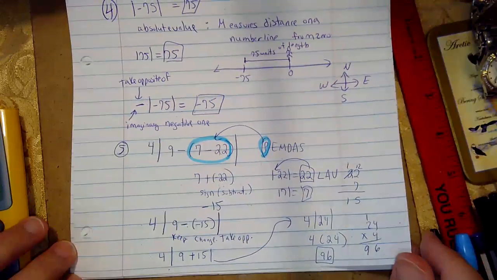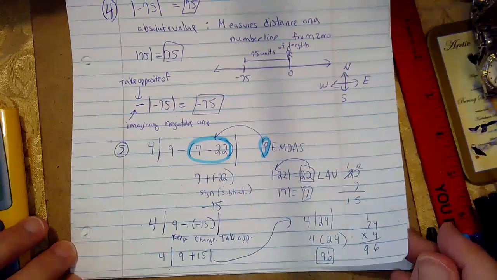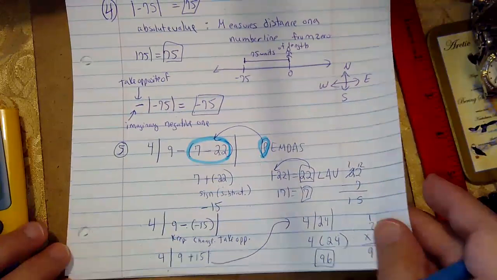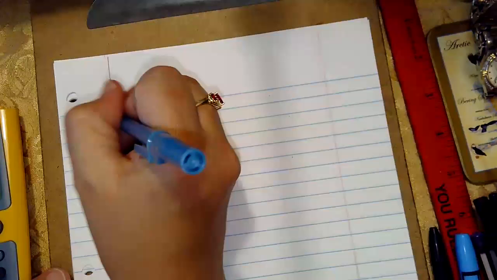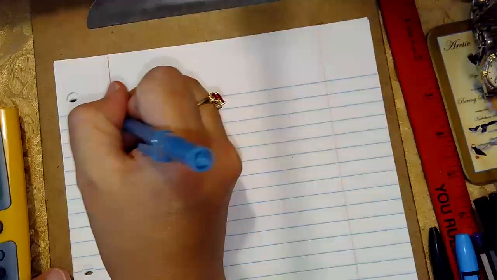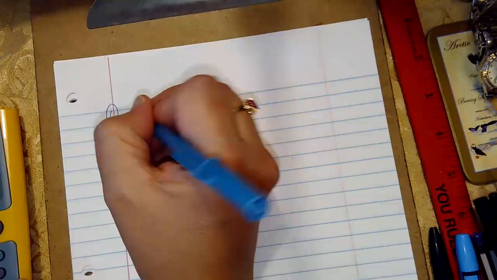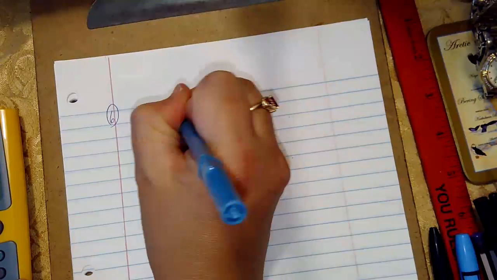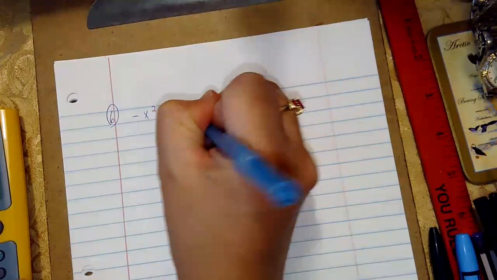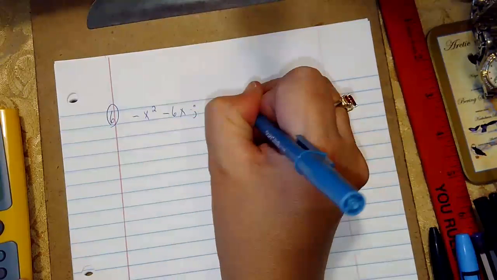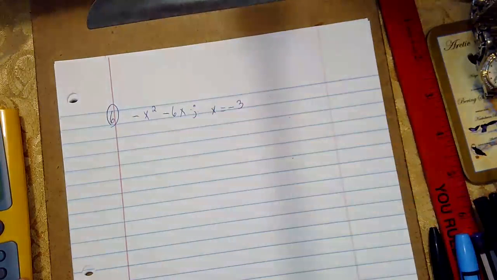All right, let's continue with number 6. So it says evaluate the algebraic expression for the given value of the variable. Okay, so I have negative x squared minus 6x, and that looks like a semicolon there. X equals negative 3. Okay.